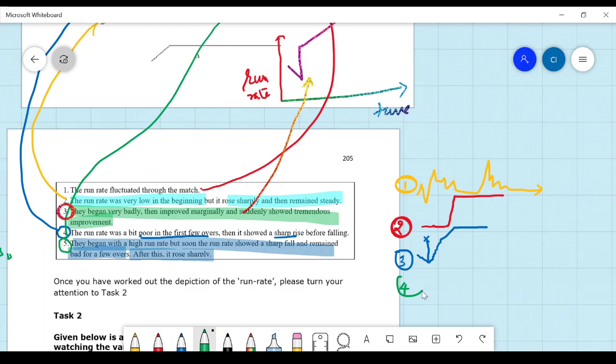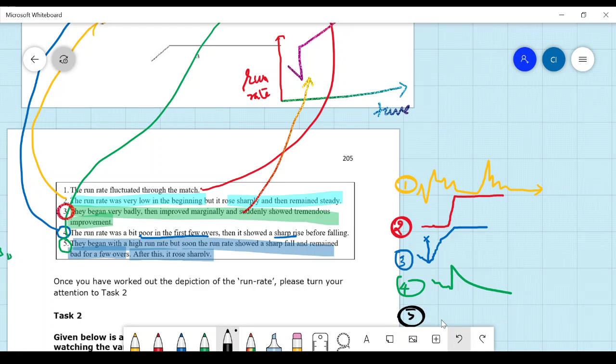And then the fourth graph: the run rate was a bit poor in the first few hours. So it was poor, maybe not increasing at all. And then it showed a sharp rise like this and before falling. So it rose like this and then fell. The run rate was falling like this. Okay, so the fifth graph should be like this.